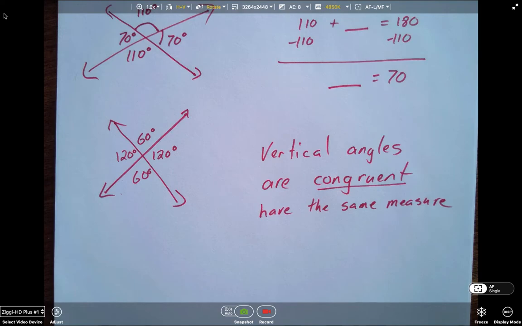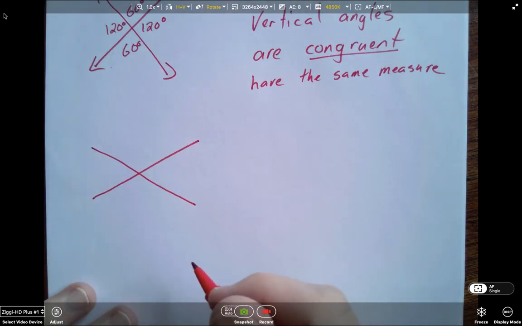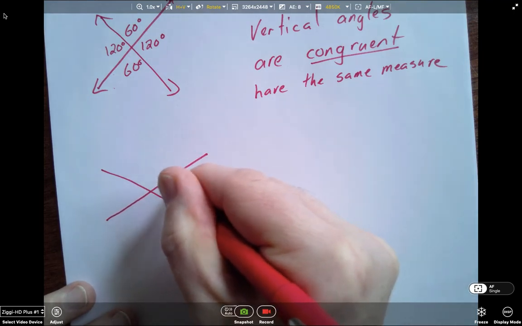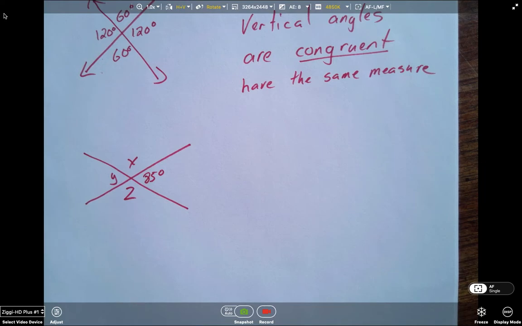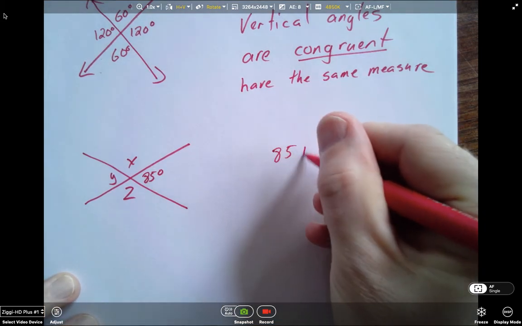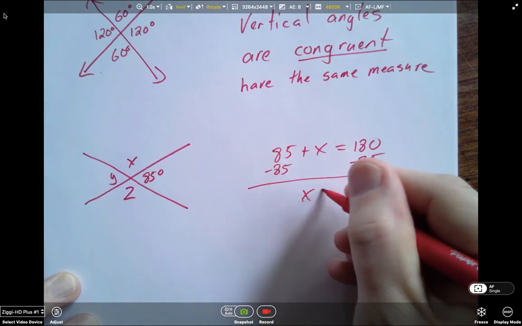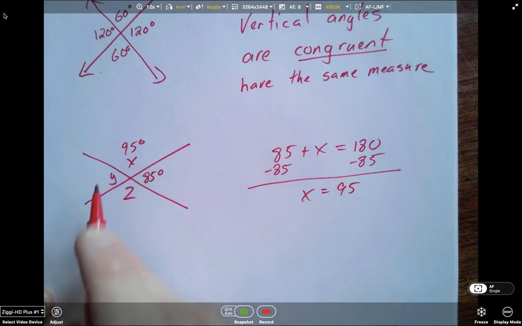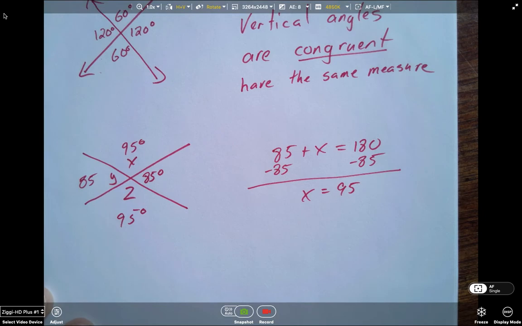All right, so if I were to give you a picture like this, and I said that this right here is 85 degrees, could you figure out X, Y, and Z? Pause it and see if you can figure it out, and then we'll go over the answers. So hopefully you figured it out. 85 plus X has to equal 180. So we subtract 85 from both, and X is 95. And then Y is opposite that, the vertical angle, so that has to be 85. And Z is opposite the 95. Those are vertical angles, so that has to be 95. All right.